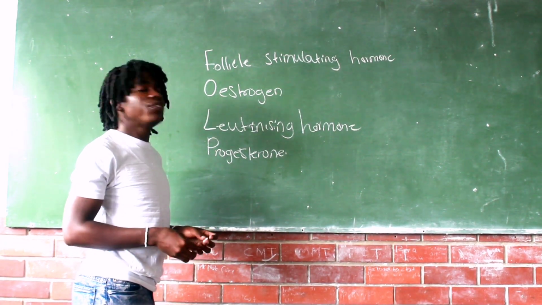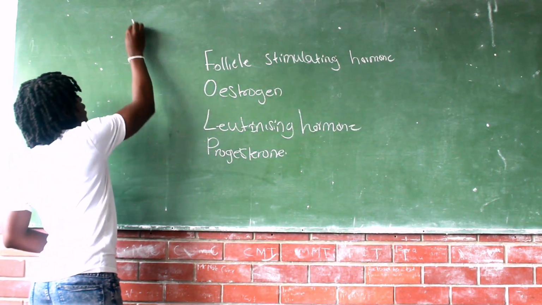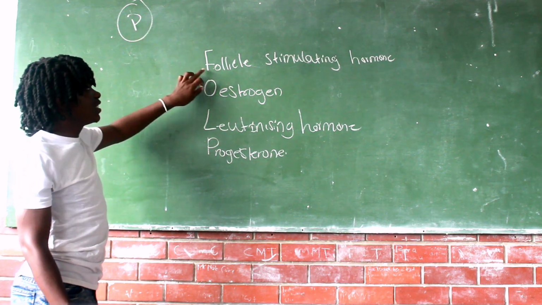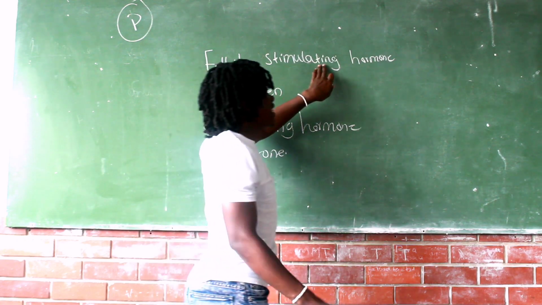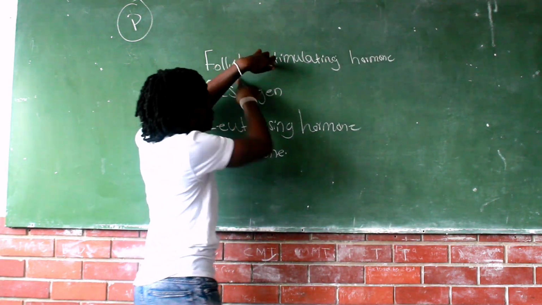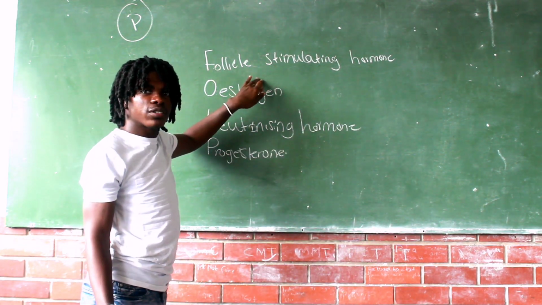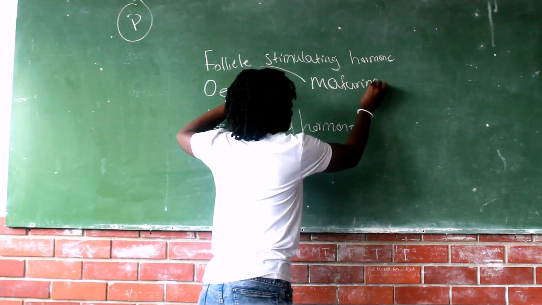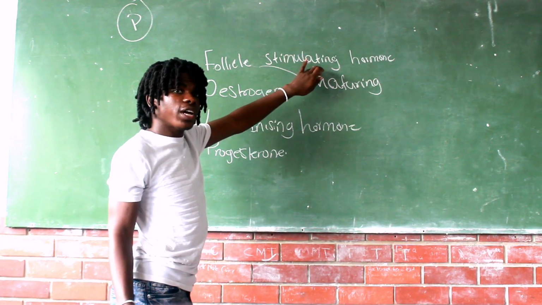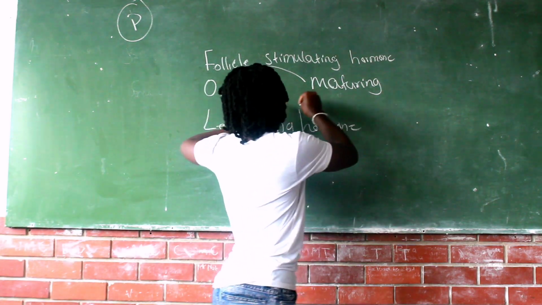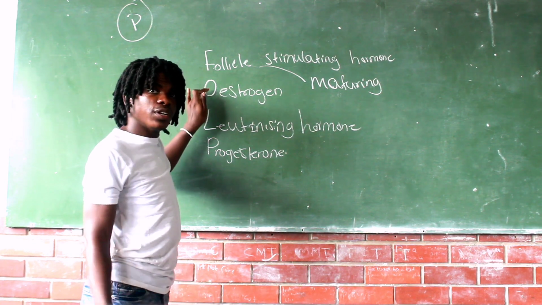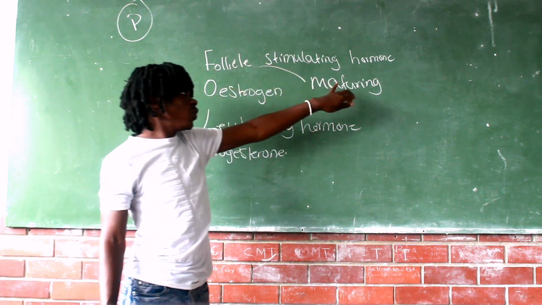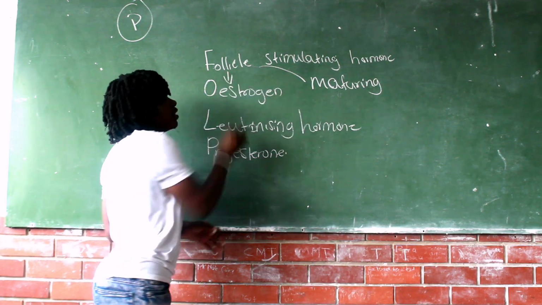Okay, so the first hormone, follicle stimulating hormone, is secreted by the pituitary gland that is found in the brain. This hormone, as the word says, is follicle stimulating, so it stimulates follicles into maturing. Once the follicles have matured, they then secrete the second hormone, which is estrogen. So the first hormone stimulates follicles to mature, and once they have matured, they will then secrete the second hormone.